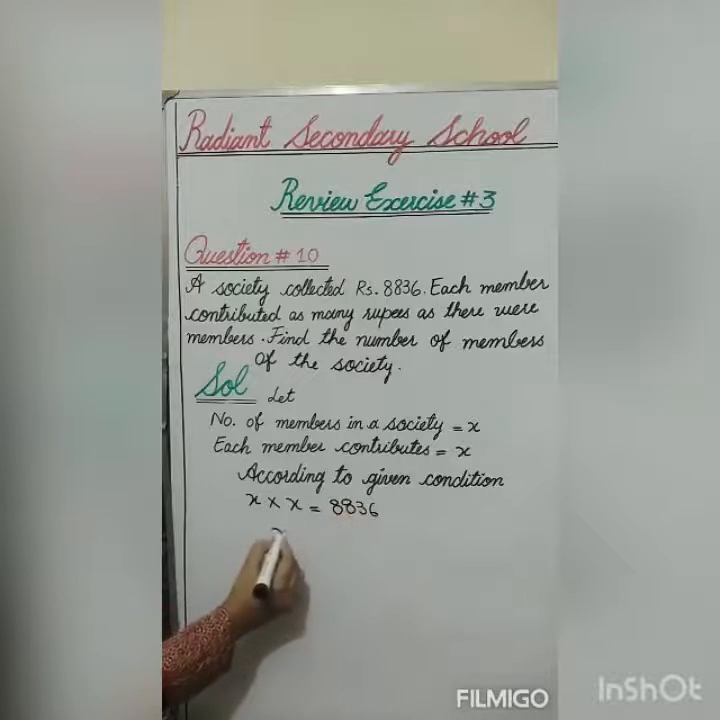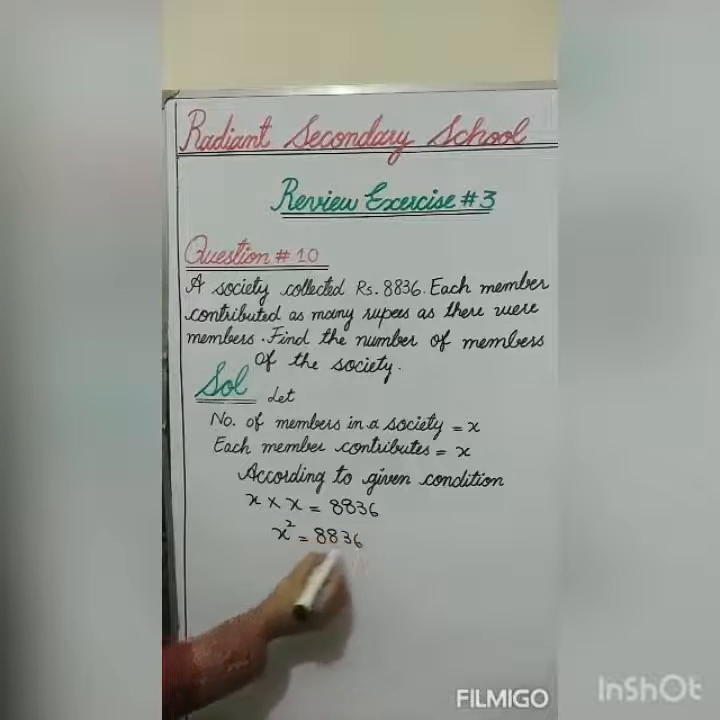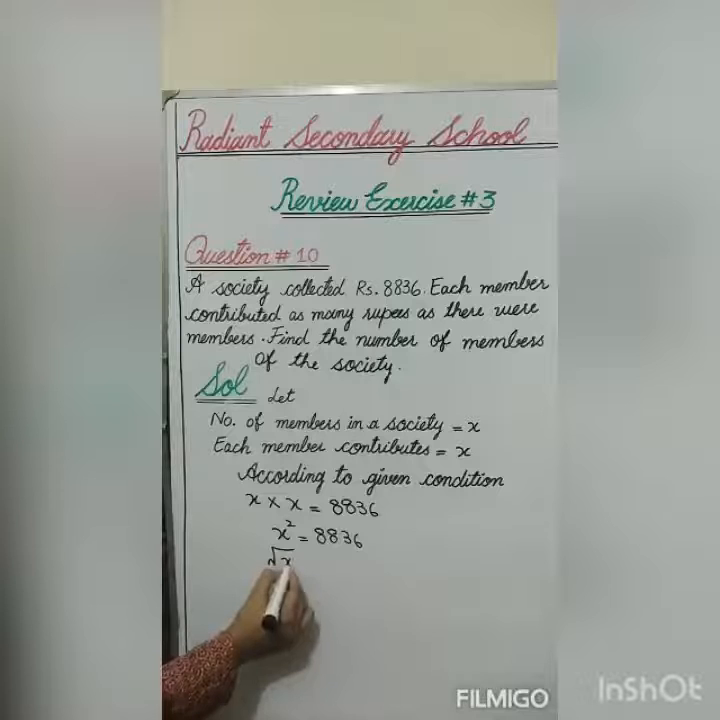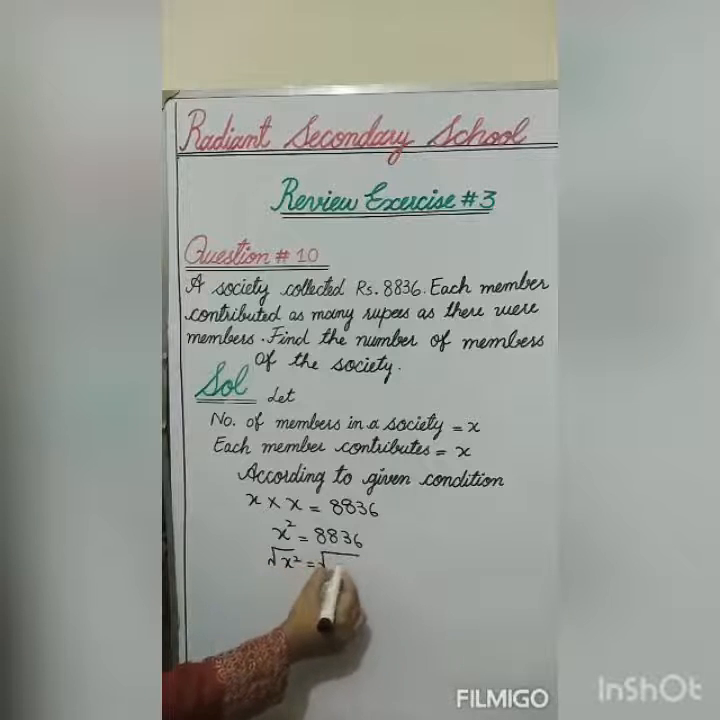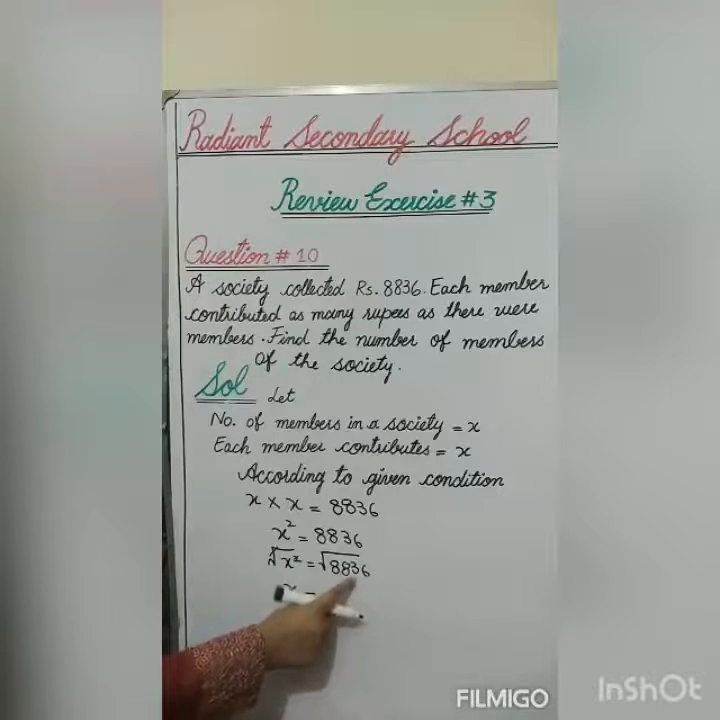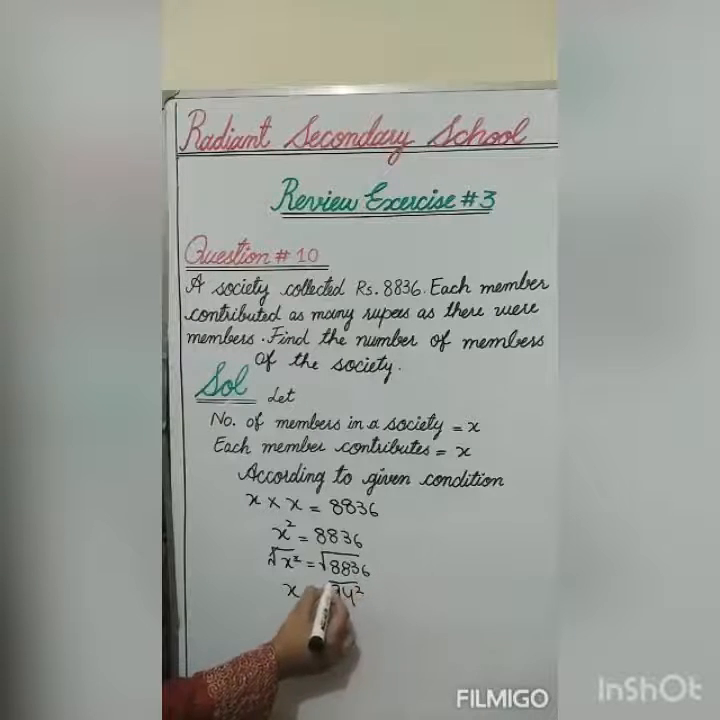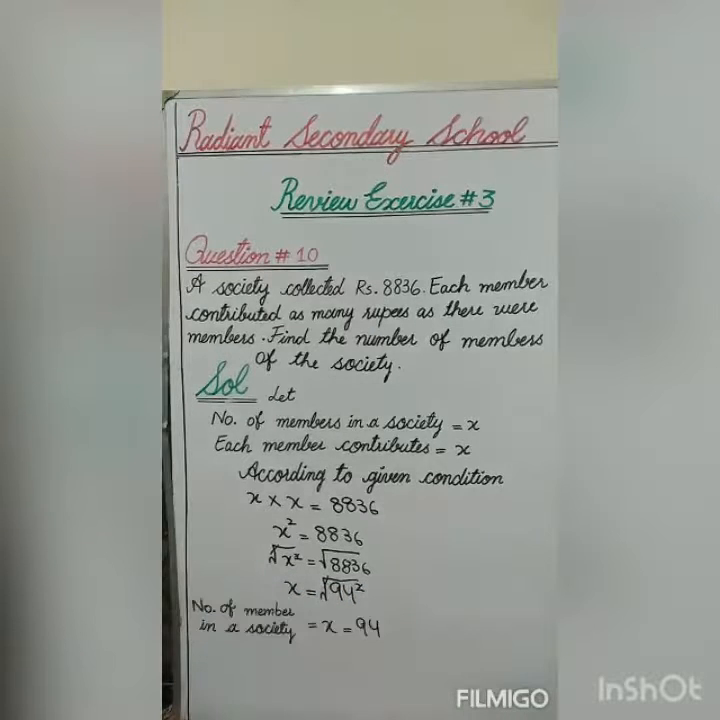8836. X into X will become X square. 8836 will become as it is. Now taking square root on both sides, square root 8836. This square and square root will cancel out, and 8836 is a perfect square of 94. So we will write 94 square. Square root will become as it is. This square and square root will cancel out. We will get the number of members in the society, that is X, equals 94.